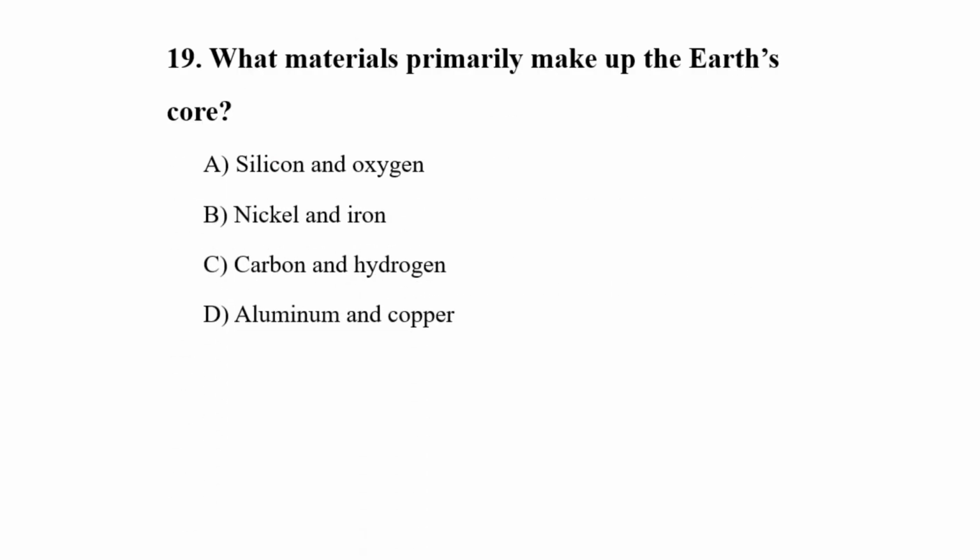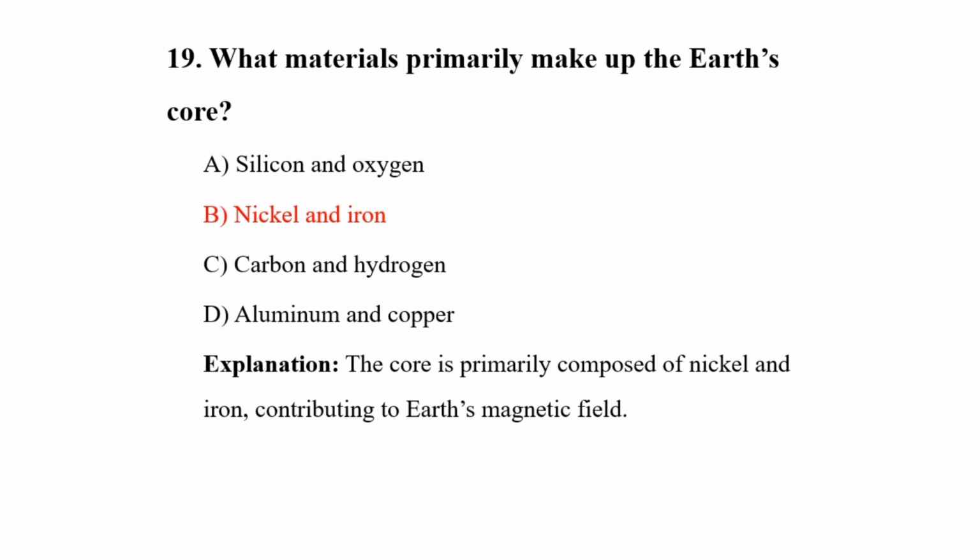Question number 19. What materials primarily make up the Earth's core? A. Silicon and oxygen. B. Nickel and iron. C. Carbon and hydrogen. D. Aluminum and copper. The answer will be nickel and iron. The core is primarily composed of nickel and iron, contributing to Earth's magnetic field.